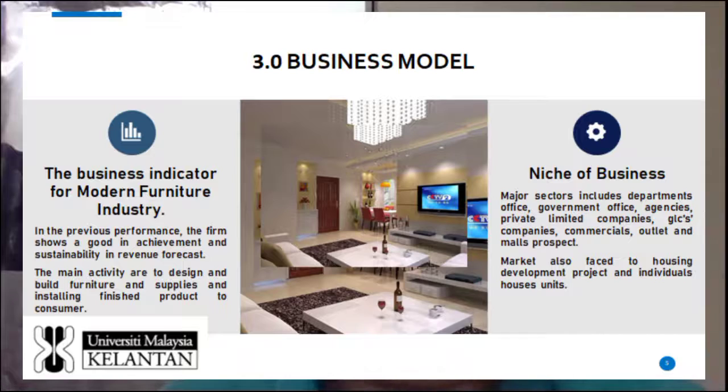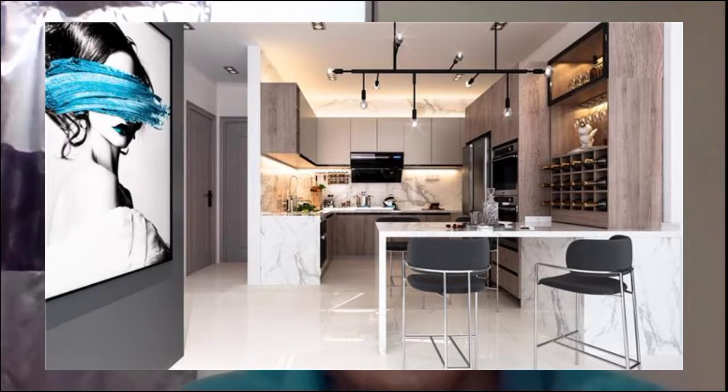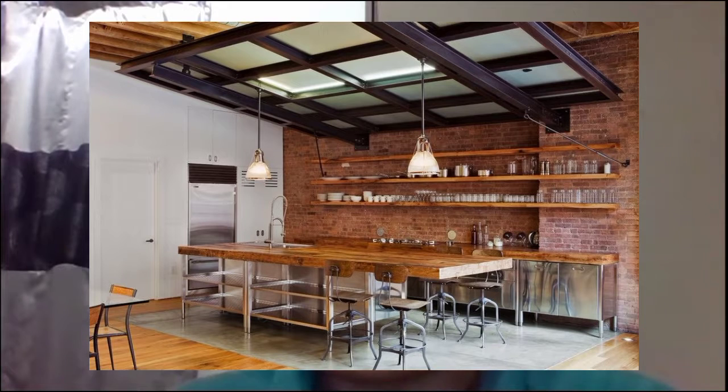For the business model, we have 2 classifications here, which include the business indicator for the modern furniture industry. With previous performance, we have looked into achievements, sustainability and revenue forecast. The main activities are to design furniture and supplies, and install finishing products, especially to fulfill customers in good conditions. And the second thing is the niche of the business.